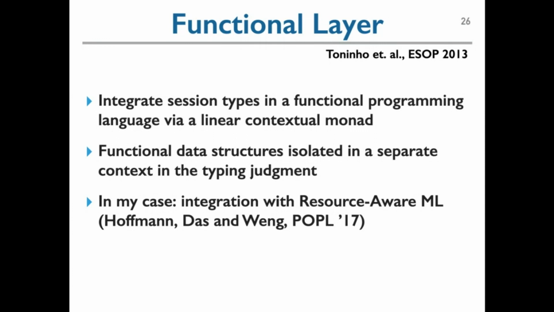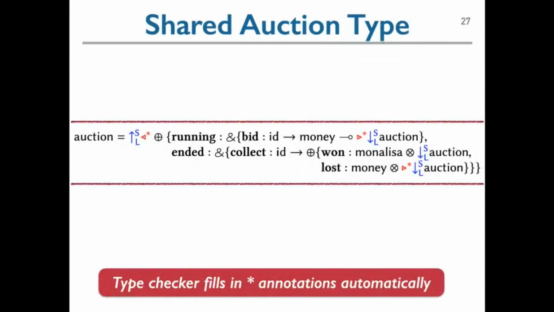Okay, so resource-aware ML is basically a functional programming language with support for resource analysis. So now that we can do resource analysis at both the layers, the functional as well as the session type layer, we can kind of do resource analysis in the whole language. Okay, so with all these parts introduced, this is what the final auction type will look like.